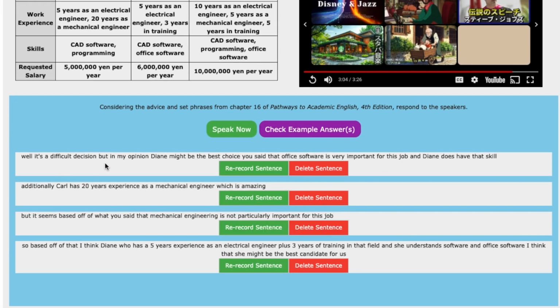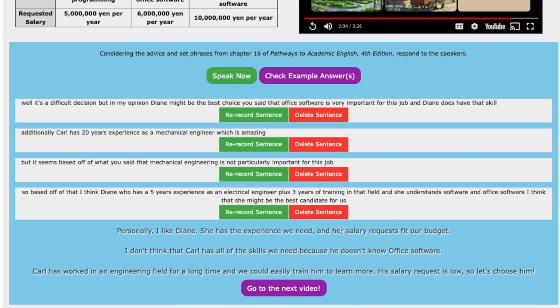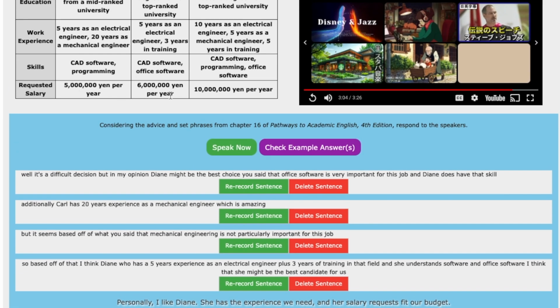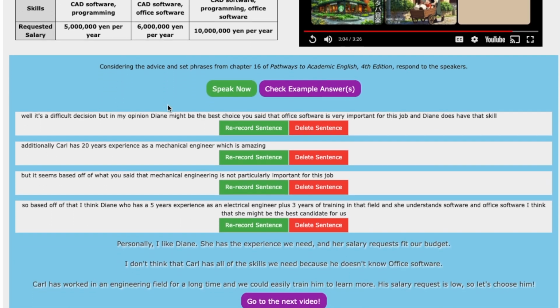Okay, let's check my pronunciation and make sure it caught everything that I said. I think this is okay. So I'm going to see the examples. Oh, the examples also say that Diane might be the best. Oh, they talked about salary. That might have been a good thing to mention, right? Maybe if I were to try again, I would have said that her salary is within the limits.